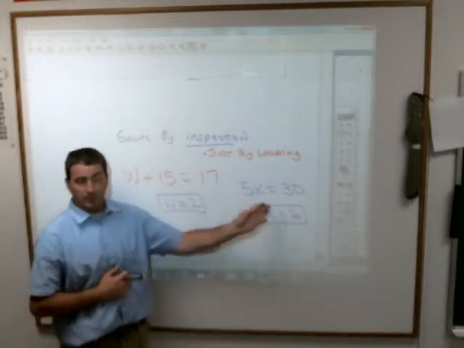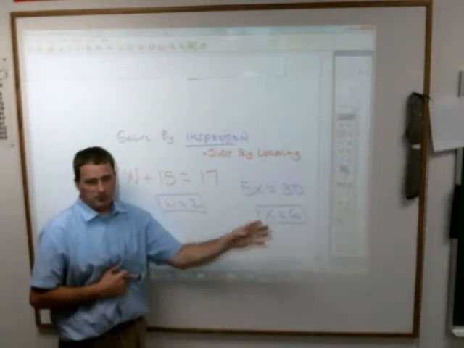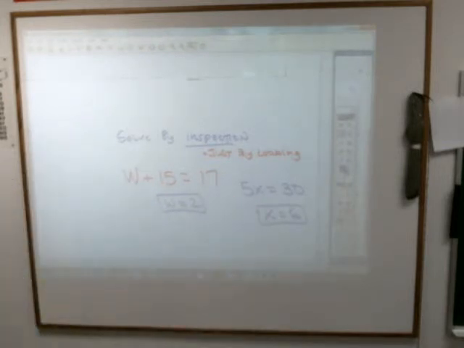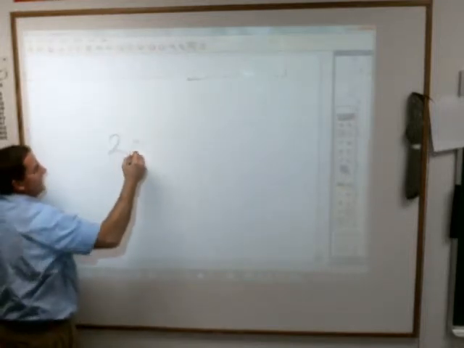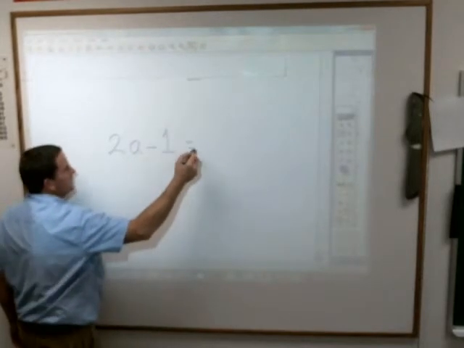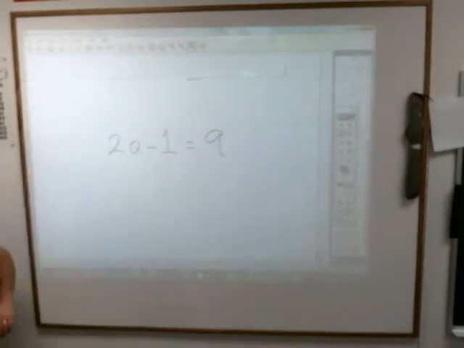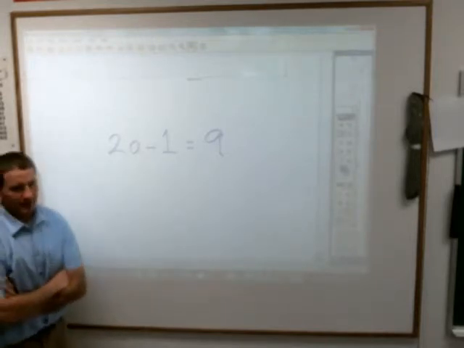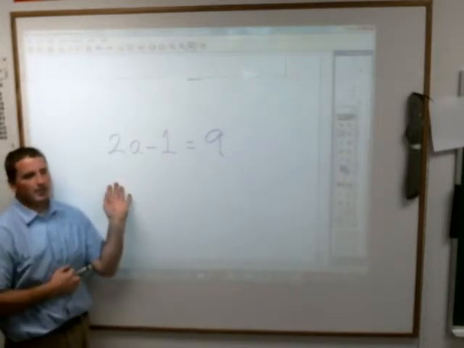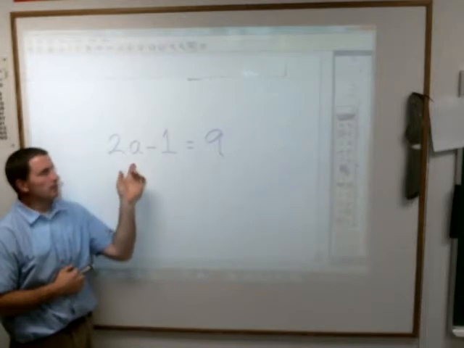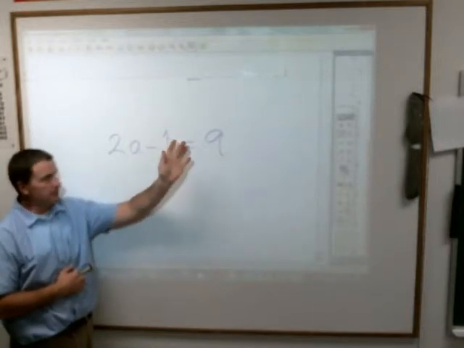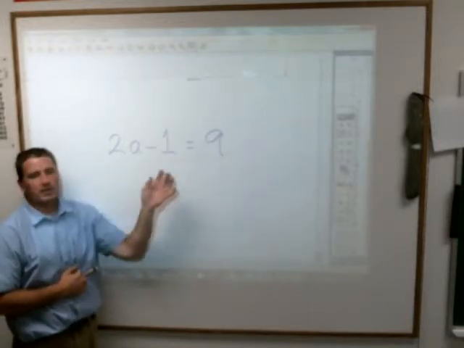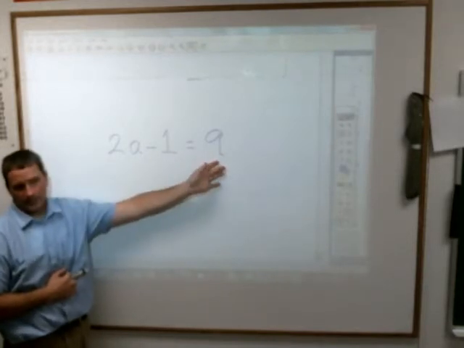That's what you have to write on your paper. I don't want just the answer on your paper. I want you to write the equation and then write the answer, but you don't have to do any work in between. How about something a little more complicated? Here's going to be a tough one. 2a minus 1 equals 9. This is the question you have to ask. What number, when you multiply it by 2 and then subtract 1 from it, gives you 9?